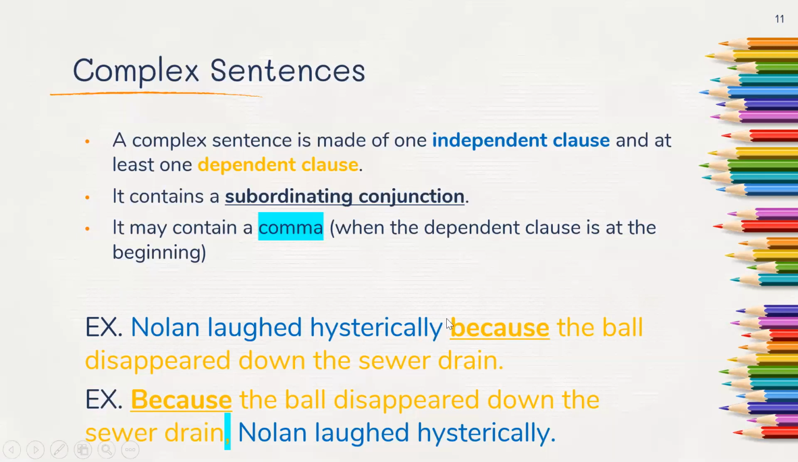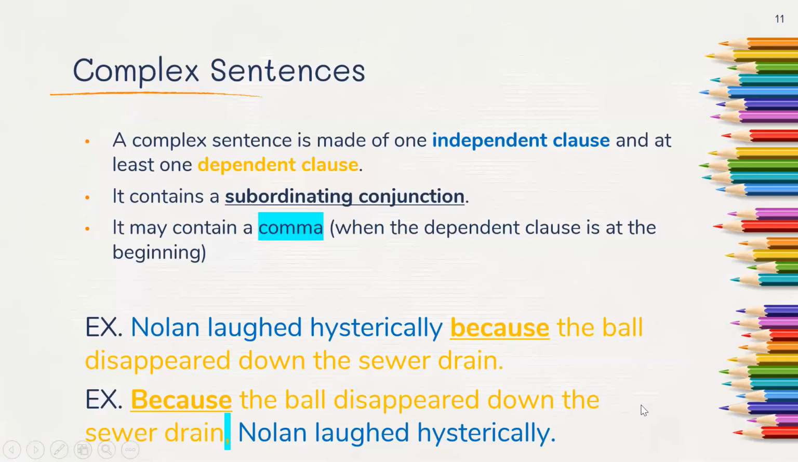All right, and this word because is our subordinating conjunction. And how are these two related? How is the independent clause related to the dependent clause? It's cause and effect, right? The ball goes down the sewer drain, and that makes Nolan laugh. So because is a cause and effect signal word. That's our subordinating conjunction. To flip it, and where we need a comma, we just need to put the dependent clause first. Because the ball disappeared down the sewer drain, comma, Nolan laughed hysterically.